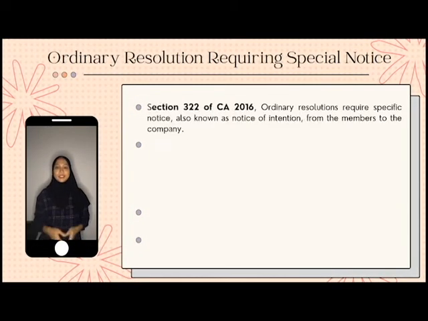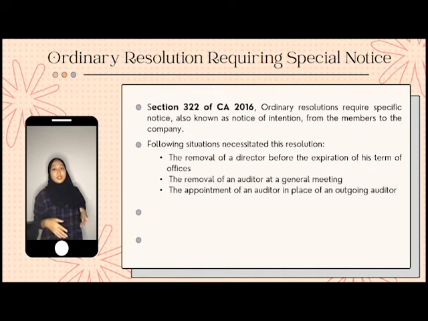According to Section 322 of the Companies Act 2016, there are also ordinary resolutions that need to be given extra attention by the company's members. This is also known as giving the company a notice of intention. This ordinary resolution, which requires special notice, is based on the following circumstances: the removal of a director before the expiration of his term of office, the removal of an auditor at a general meeting, and the appointment of an auditor in place of an outgoing auditor.